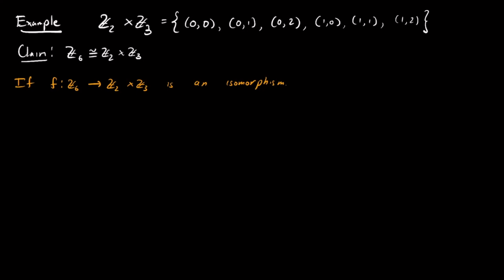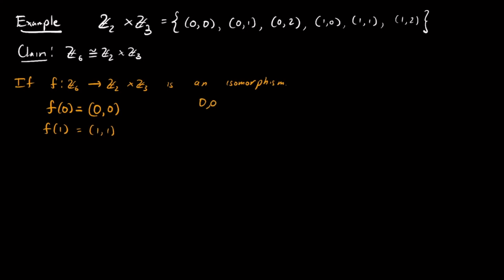Well, what kinds of things need to be true? I know that if it's an isomorphism, it's a surjective homomorphism. So I know that 0 needs to map to 0, and that the multiplicative identity in Z6, namely 1 in Z6, needs to map to the multiplicative identity of Z2 cross Z3, namely (1,1). So one thing I know is that f of 0 must be (0,0), and f of 1 must be (1,1), right?